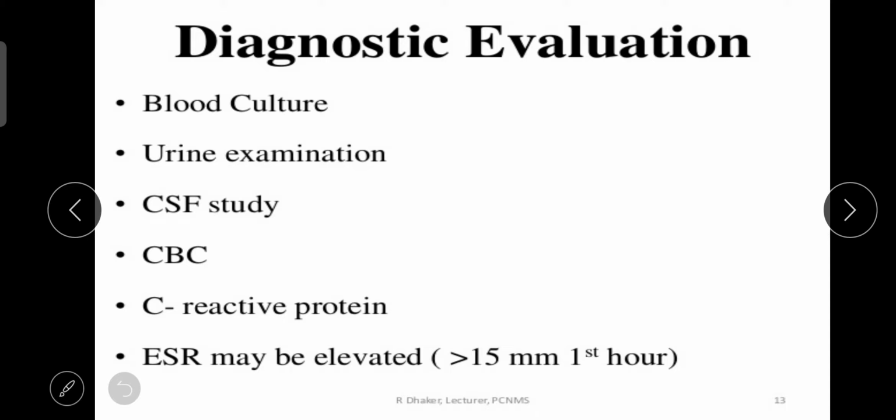Then urine examination and CSF study, that is cerebrospinal fluid study, as there is a chance of bacterial meningitis. Then CBC, complete blood count. C reactive protein and ESR may be elevated, that is, more than 15 mm in the first hour. So these diagnostic evaluations are carried out to find out the infection or the cause of infection.